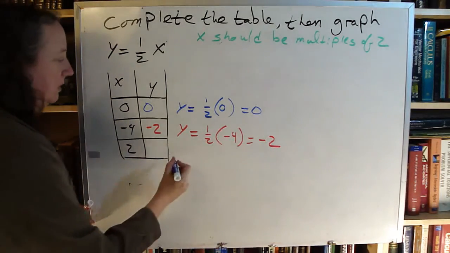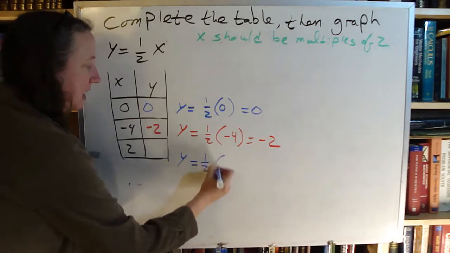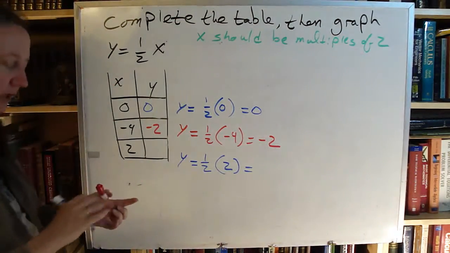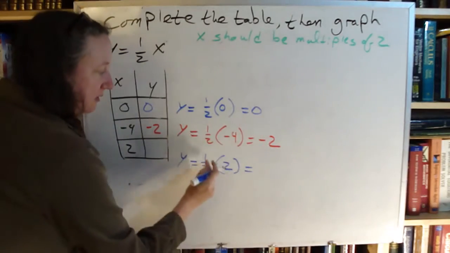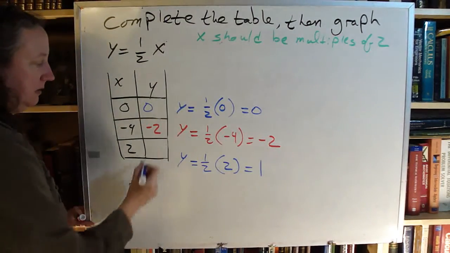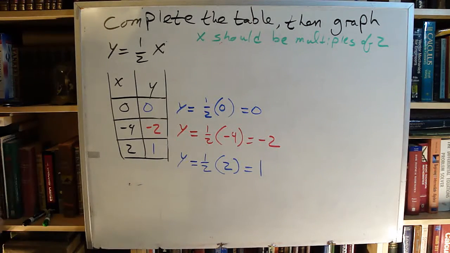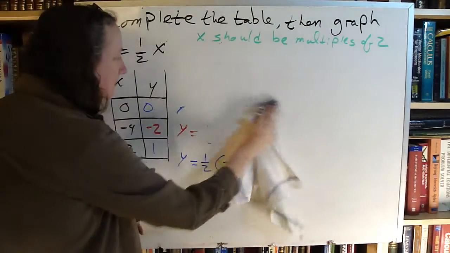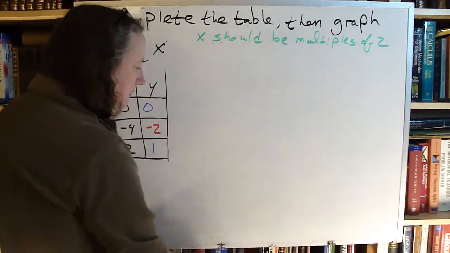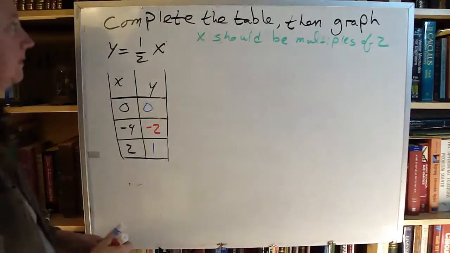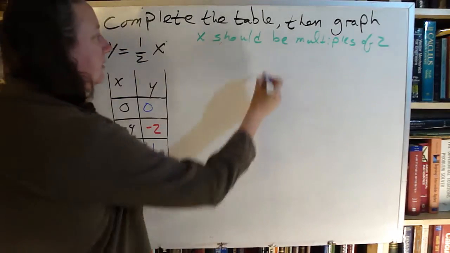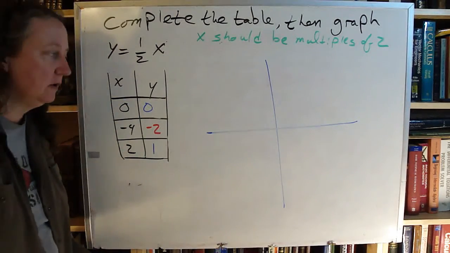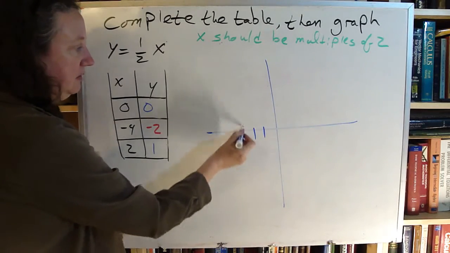And the last one, y equals 1/2 times 2. Again, if you need to, type it in on your calculator. You get 1. Halfway done with the problem. Still need to graph it. So I need my graphing space. Quick look at my numbers. Nothing is over 5, so I'm going to go out 5 in each direction.